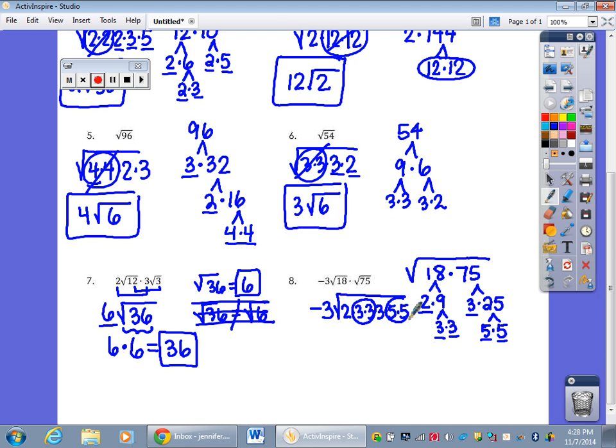So then we circle our pairs. We already have a negative 3 outside. This is going to give us a positive 3 outside, and this is going to give us a positive 5 outside. And then inside, we still have the 2 times the 3, which is 6. So our final answer becomes negative 3 times 3 times 5, which is negative 45 radical 6. Okay?